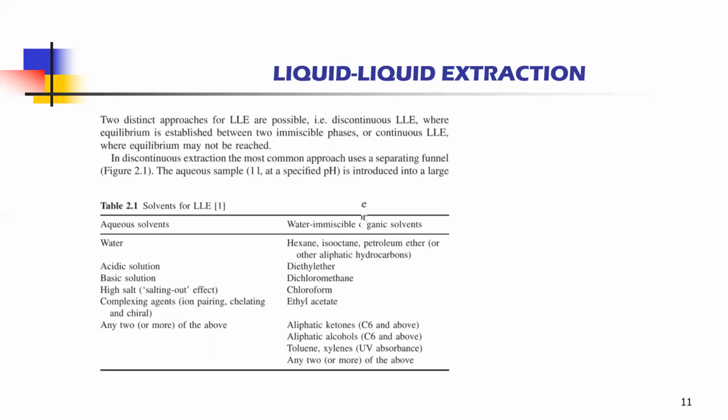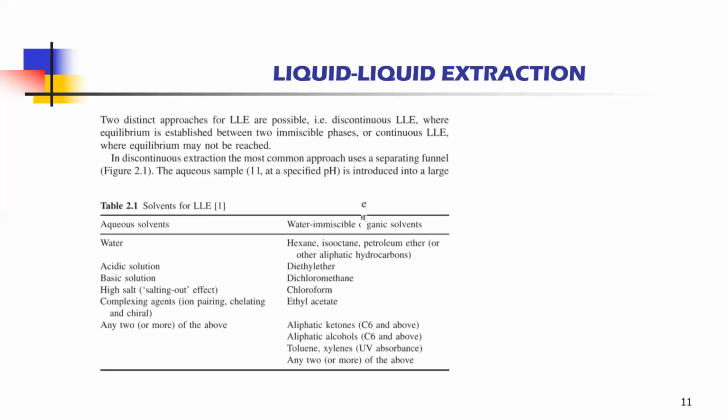In discontinuous extraction, the most common approach uses a separating funnel. We are already aware of the separating funnel; you have used it in lower classes for extracting samples. We have also performed an experiment, the extraction of Fe with hydroxyquinoline in chloroform from the aqueous layer. So you are aware of the separating funnel. The aqueous sample is introduced in a large quantity into the separating funnel. We will see how it works.